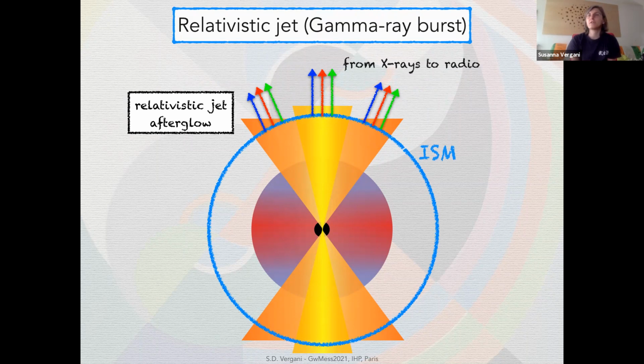So what is the afterglow? In fact, the afterglow is an emission that is caused by the shock of the jet with the interstellar medium. Surrounding the neutron star system, there is what in astronomy we call interstellar medium, that is formed by gas and dust present in the galaxy. So when the jet shocks against the interstellar medium, it produces this afterglow that is observed at all frequencies, actually, from the X-ray to the radio.